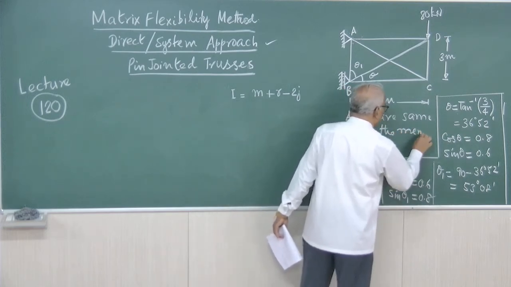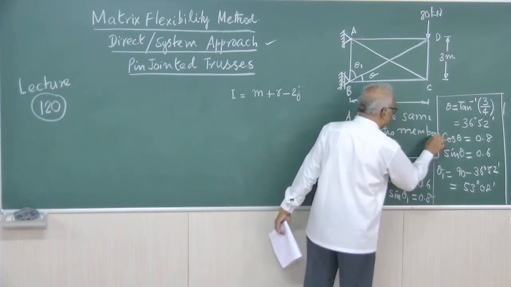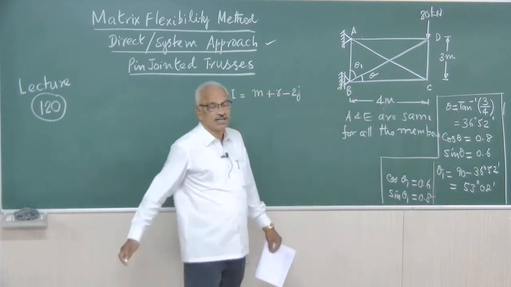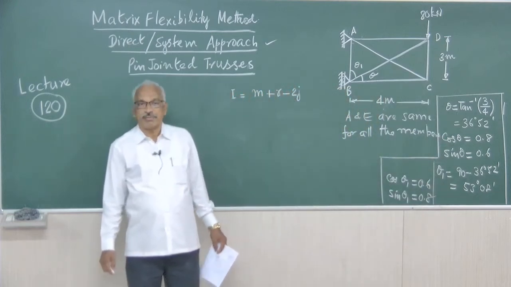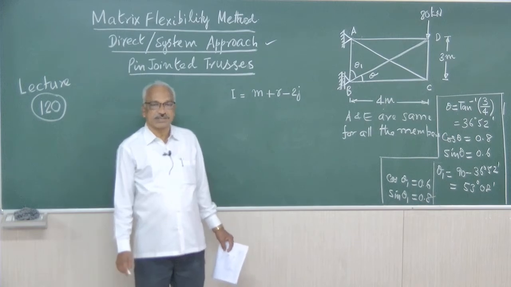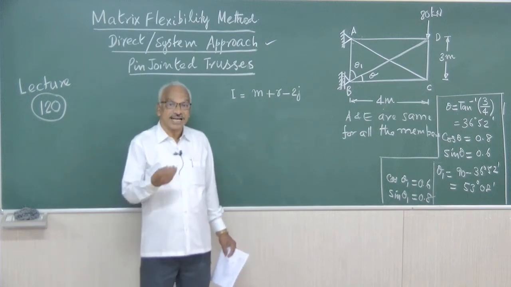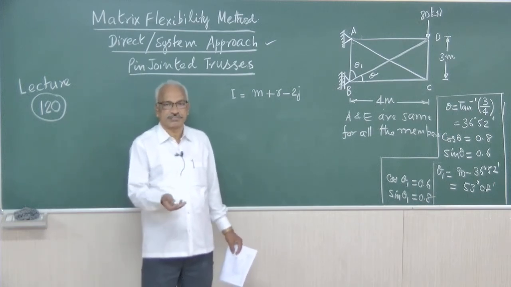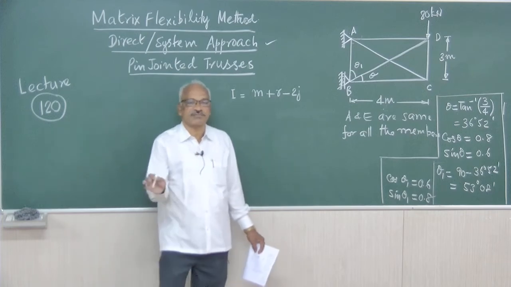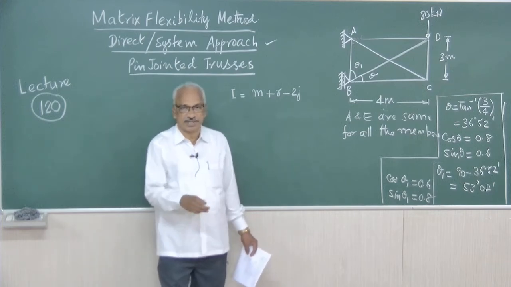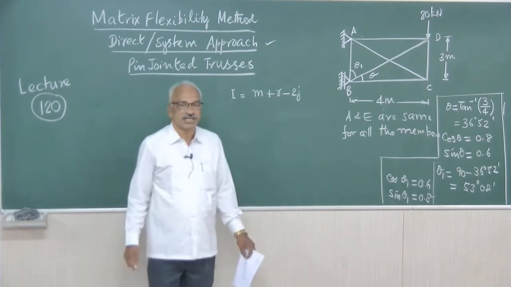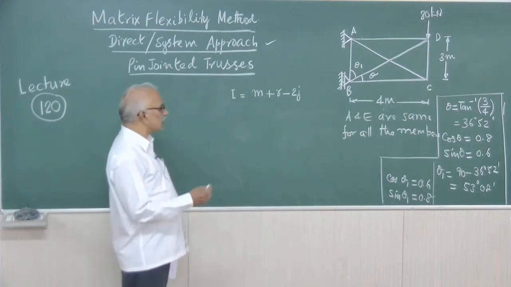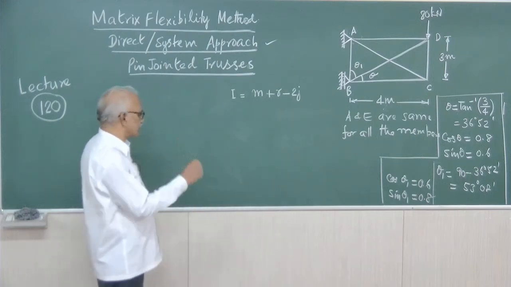I have not given the text; the problem is just to analyze the given pin jointed truss by the matrix flexibility method, using the direct approach or system approach, and A and E are the same for all members. That is what is given in the problem. I have straight away given the diagram, I have not given the text. This is the truss.